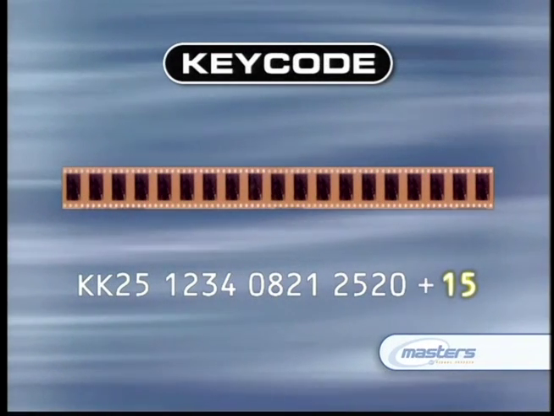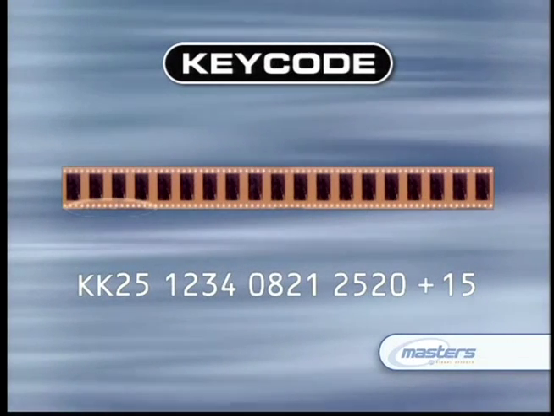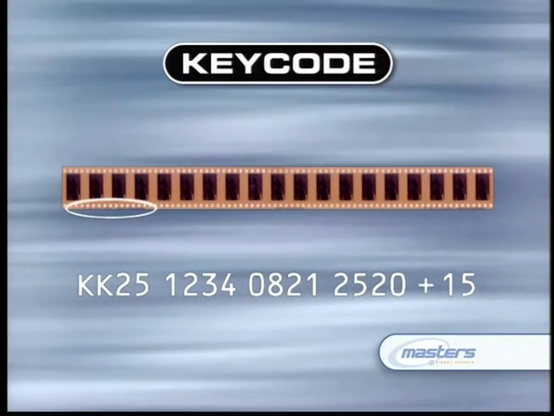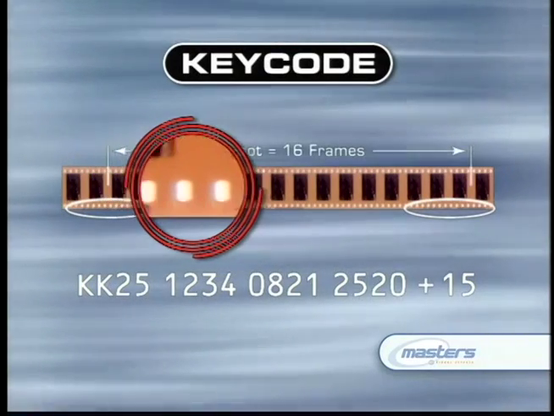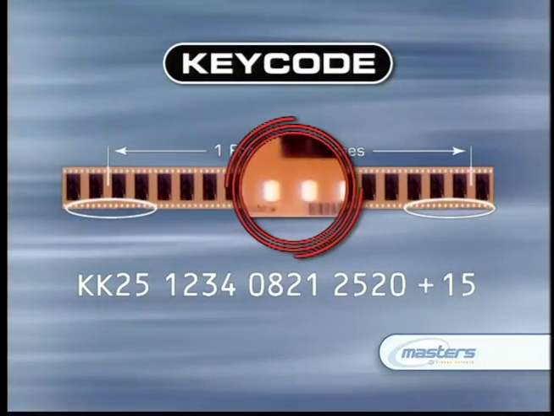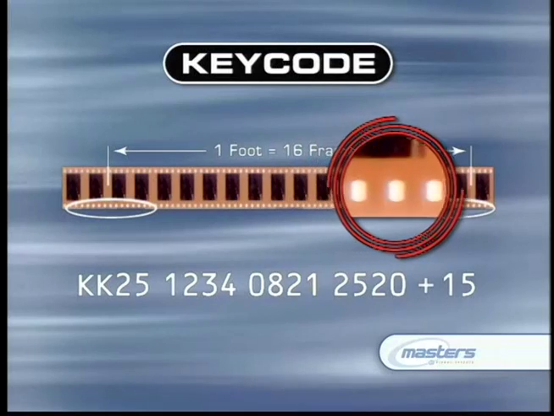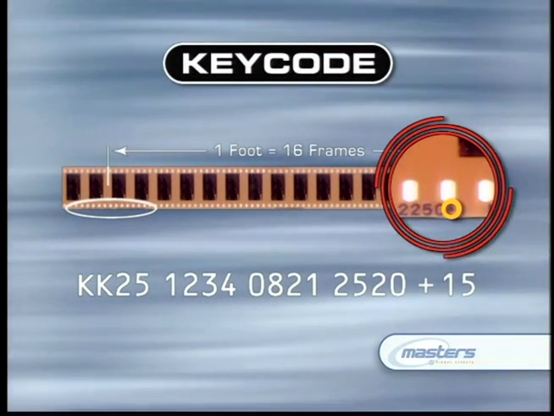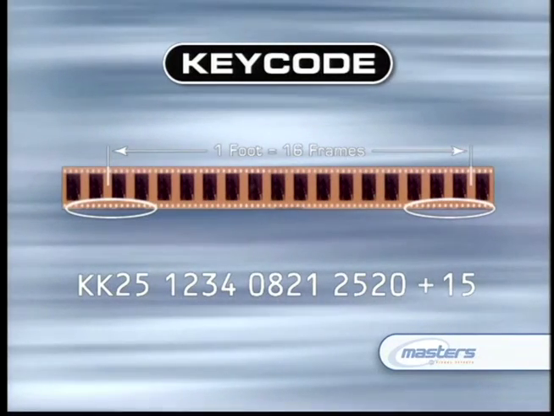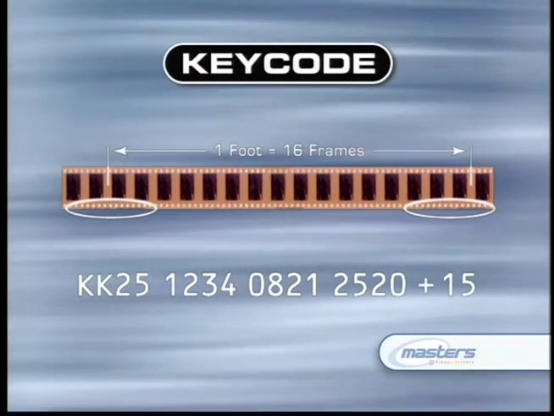If you look at this edge of the negative, you see that here is an indicator for a foot, and here is another indicator for a foot. And in between, we have 15 frames. There's actually 16 frames, but the 16th frame is where the counter rolls over to 0. So in 1 foot of 35 millimeter film, we have exactly 16 frames of 35 millimeter image. This counting device of base 16 is what's used to keep track of all key code, as we call it, for all your negative.